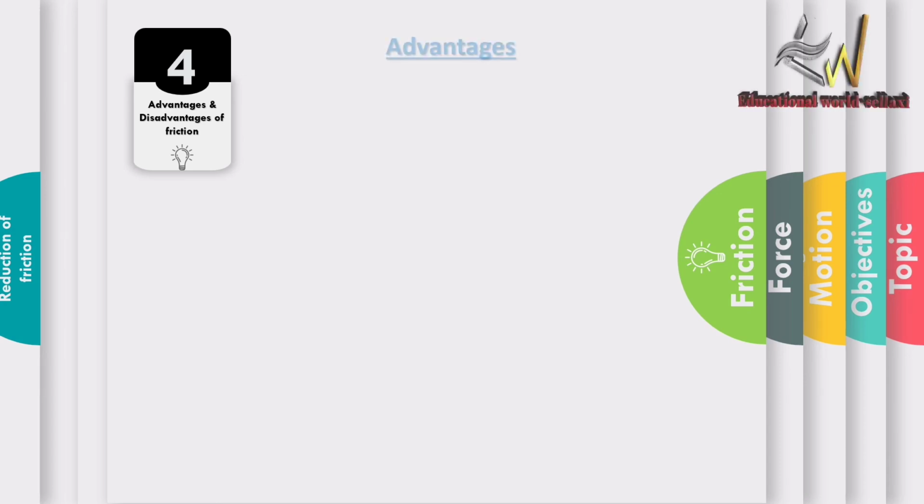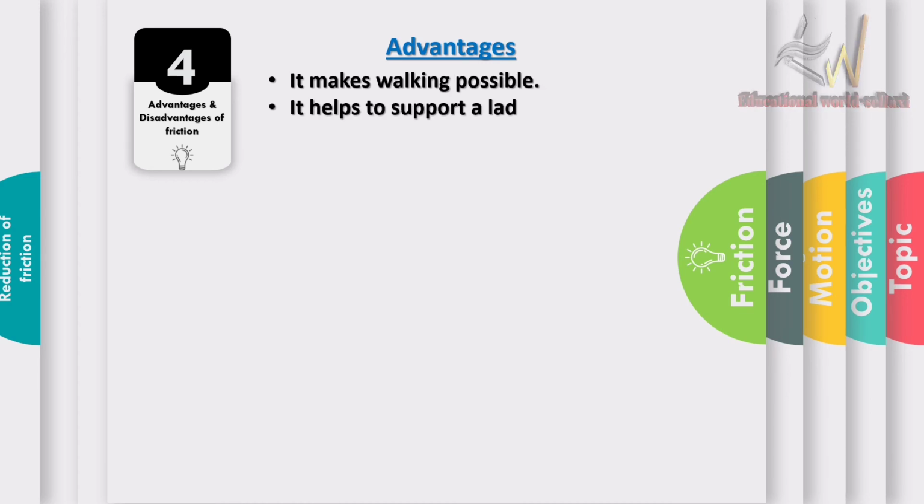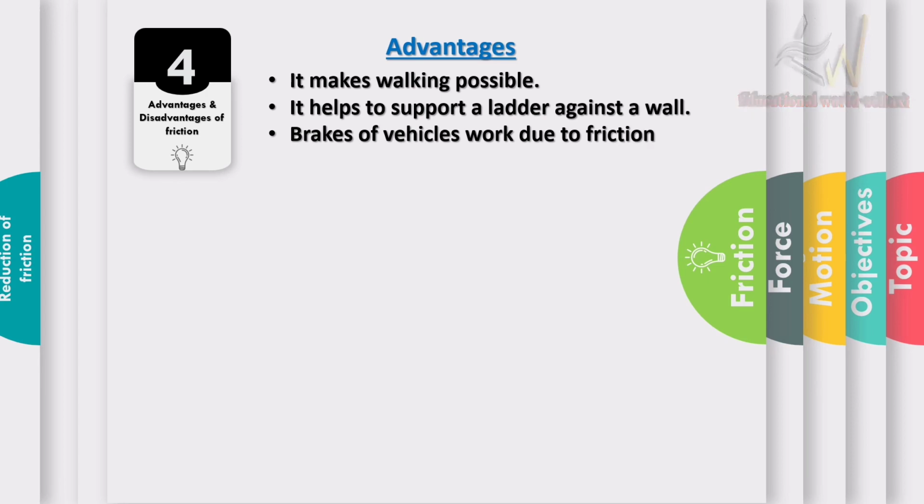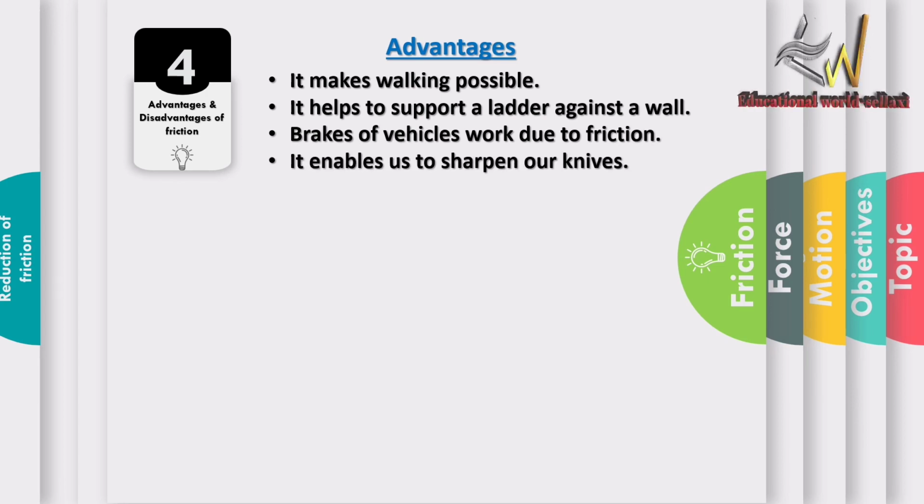Advantages and disadvantages of friction. So what are the advantages of friction? It makes walking possible. It helps to support a ladder against a wall. Brakes of vehicles work due to friction. It enables us to sharpen our knives. Friction ensures that nails fix onto woodwork.